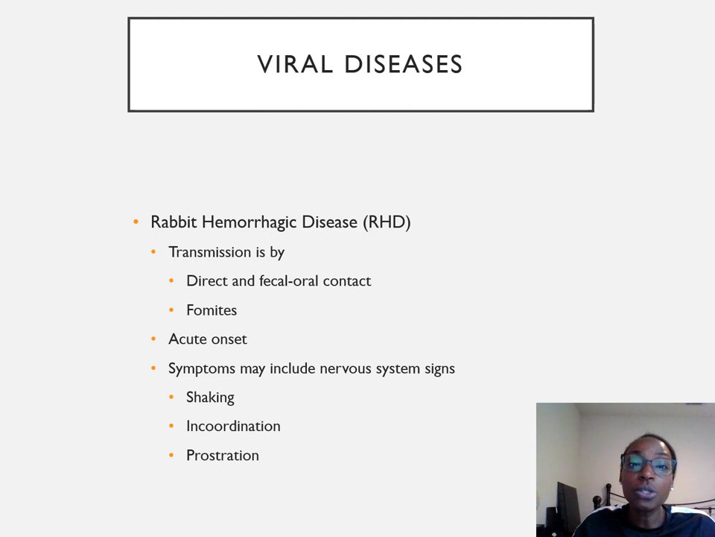So the transmission here for RHD is direct contact or fecal oral contact, fomites, and even vectors. Now, there is a very quick onset of disease here, and it's because this virus is going to attack the nervous system. So what we end up seeing with these animals is a lot of shaking and incoordination and even prostration. The term prostration is extreme physical weakness. So this is extreme lethargy. You may find the animal just laid out flat on the ground because their whole nervous system is being affected. You need your nervous system in order to move around and do normal things. And this virus is attacking the nervous system.